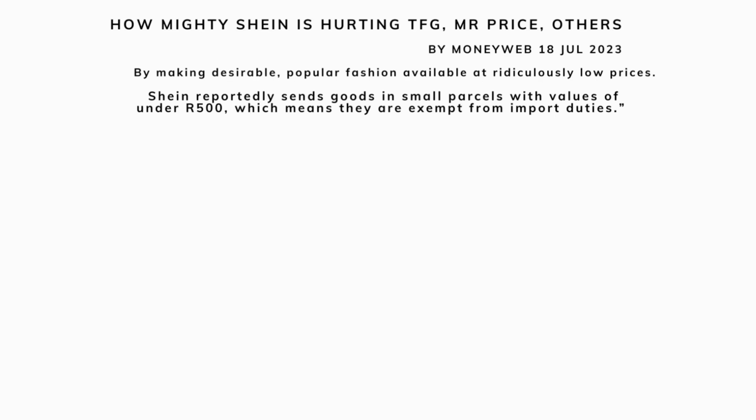So what Shein's also done is that they can send goods in small parcels with values of under 500 Rand. So that means you don't pay any of those tariffs and those duties. Which is huge, because all a shopper's going to do is then spread their shop over 500 Rand and under packages. And Shein, I think, is really, really going to hurt Mr Price with regards to their low pricing. And the quality is not too shabby. The quality is not that bad.